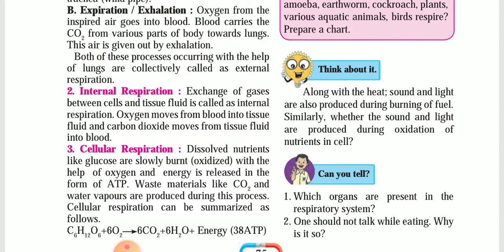Next is cellular respiration. Inside the cell, respiration occurs when oxygen is combined with glucose. When oxygen combines with glucose, energy is released, and this energy is taken up by ATP molecules. So these ATP molecules trap the energy which is released from the glucose.